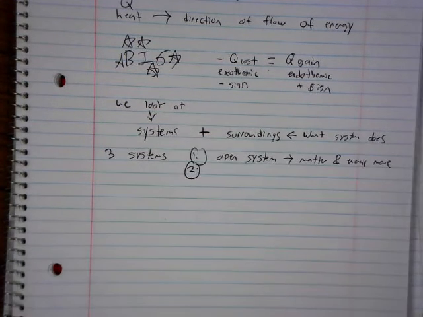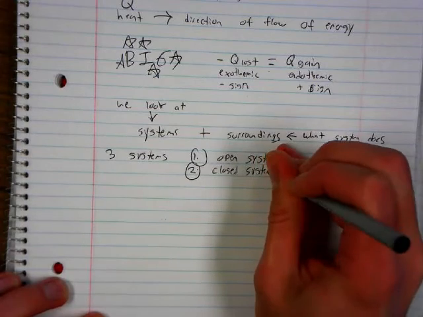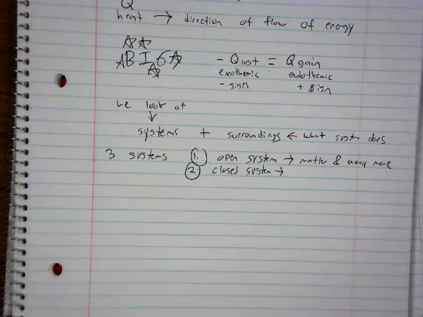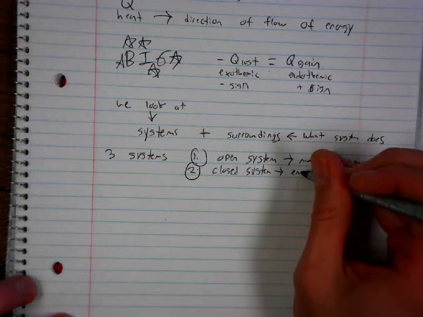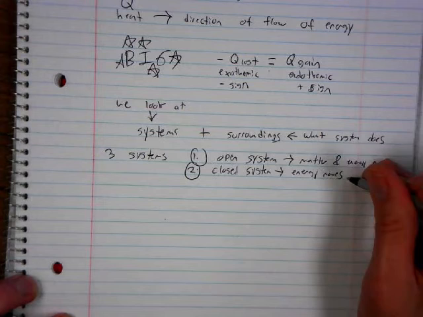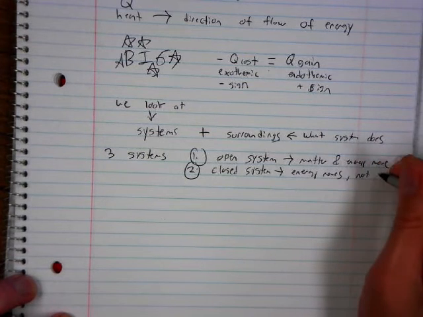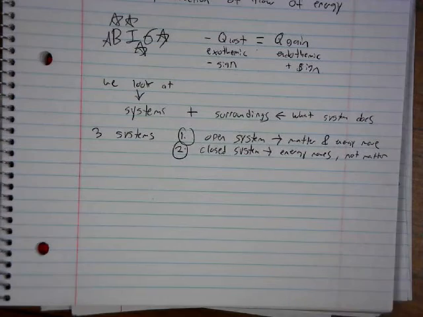That's an open system. Number two is a closed system. In a closed system, guess what doesn't move? Matter doesn't. So in a closed system, energy moves, but not matter. That's a closed system.